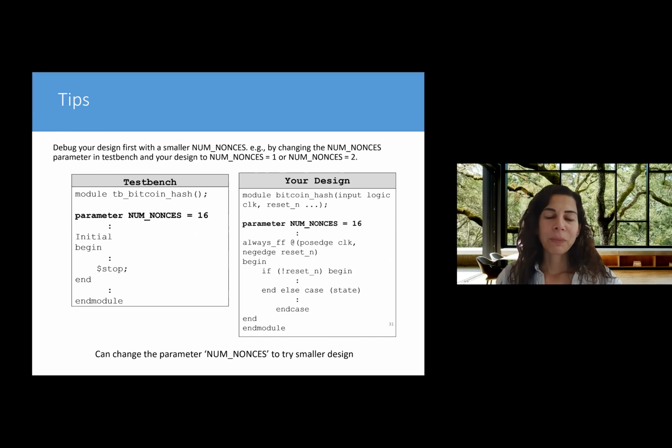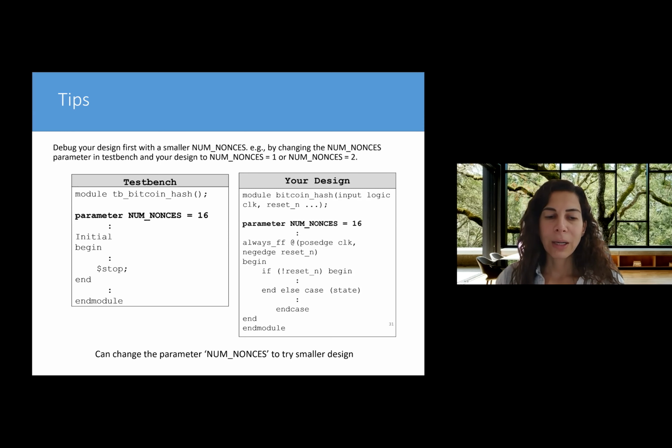Now, the other advice that I always have for people who are trying these designs is that you always have to try to go smaller, basically divide and conquer. You try a smaller number of nonces. You start with the parameters in the test bench being smaller, and look at the output. And if that's working, then try to expand it to more nonces.